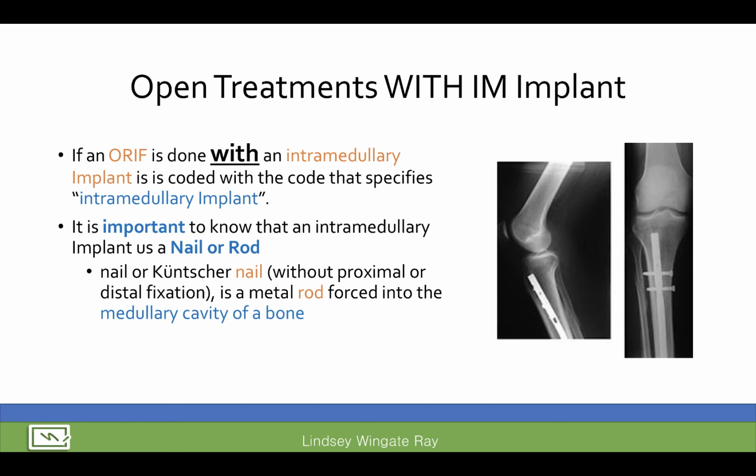ORIF with intramedullary implant. If an ORIF is done with an intramedullary implant, it is coded with the code that specifies intramedullary implant. It is important to note that an intramedullary implant uses a nail or a rod. So when you're coding these and you see the word nail or rod, they are doing an intramedullary implant. They will not always say that they are doing intramedullary. So knowing that the nail is going in the middle of the bone is a key term so that you know this procedure is being done.